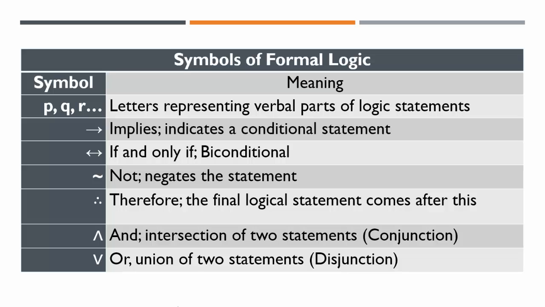We have the inverted V that we use for the intersection of two statements, meaning that two statements happen at the same time. And we have the V, or the union of two statements, meaning that one statement or the other statement happens.